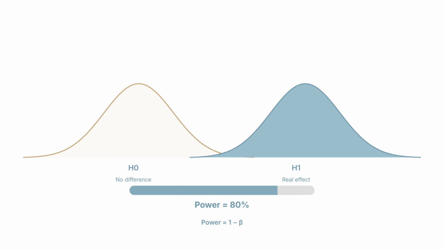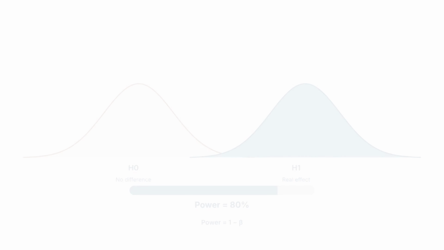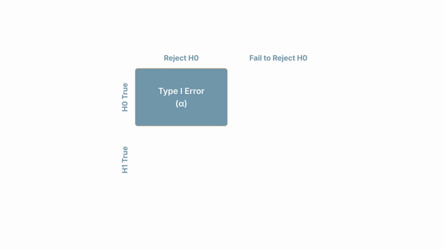Before we go further, let us establish the 4 possible outcomes in any hypothesis test, because this foundation is what makes statistical power meaningful. Every outcome is determined by 2 things: what is actually true in reality, and what decision your test produces. The first outcome is a true negative. The null hypothesis is true, there is genuinely no difference, and your test correctly does not reject it. There is no error and the system worked as intended.